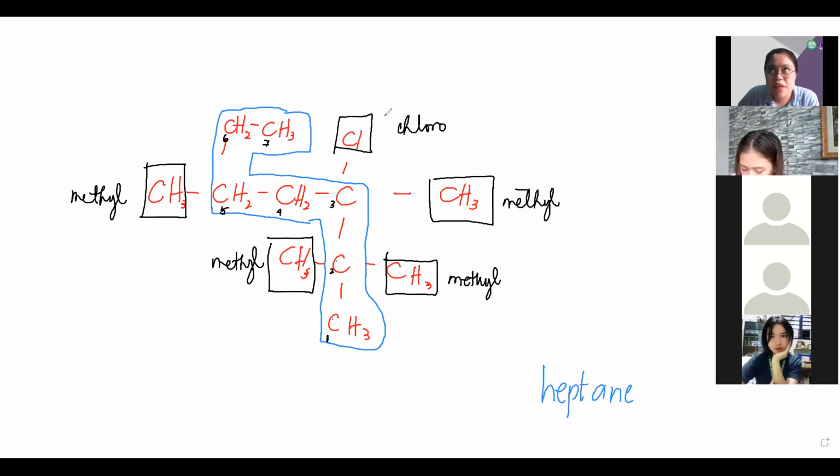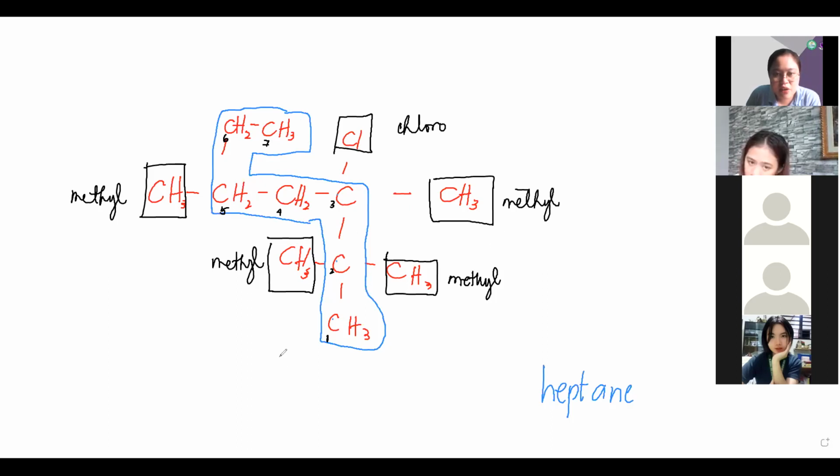Even if you go around in circles, as long as the chain is not cut and it has the largest number of carbon, that will be the parent chain. So just like this one, I started at the bottom going up. Now, after assigning the numbers, let us arrange alphabetically our substituents. Of course, between chloro and methyl, chloro comes first.